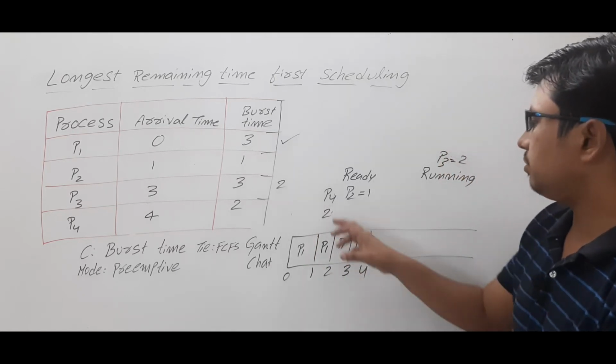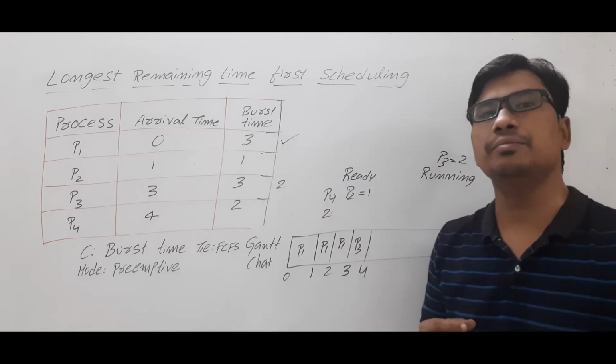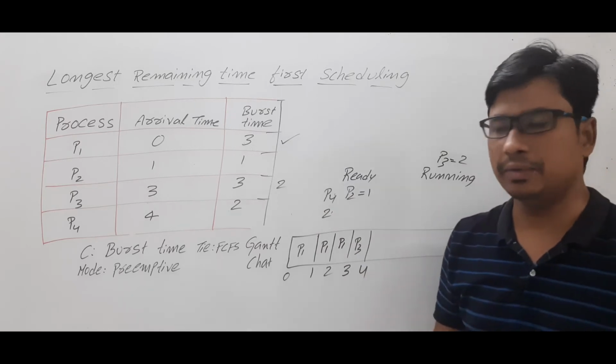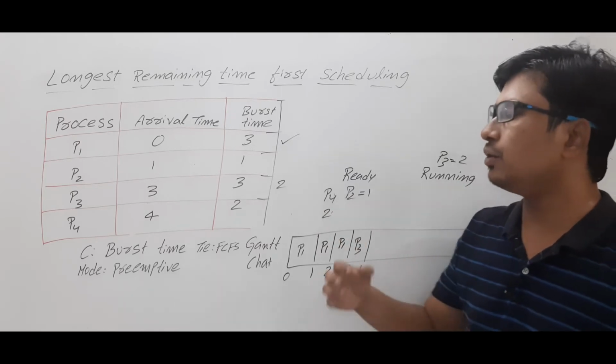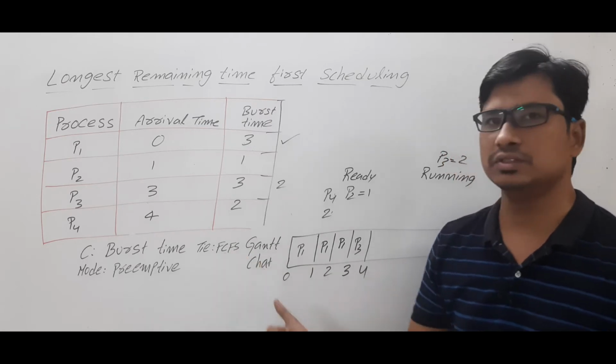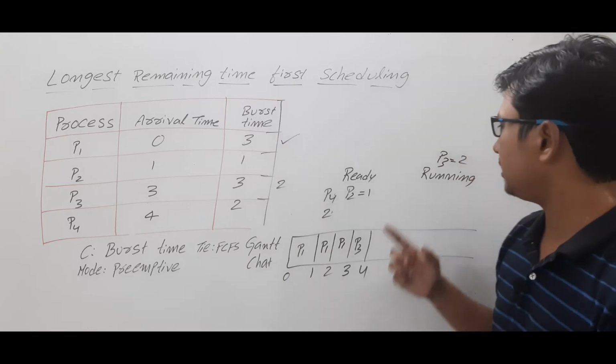Now look at P4, P2 and P3. Which one has the highest remaining burst time? Process P4 and process P3 have the same burst time and they are the highest. Now again there is a tie. If there is a tie, we will use the first come first serve scheduling algorithm. Meaning, the process which has arrived first will be given priority.